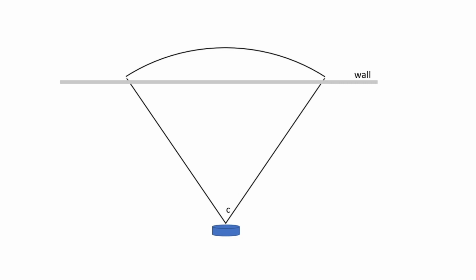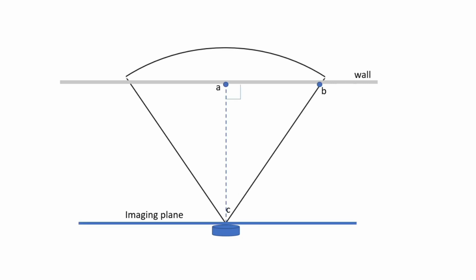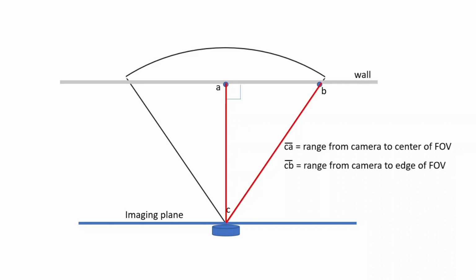It is important to understand the difference between range and depth. A few more pieces of information will be added to the diagram. The imaging plane is an imaginary plane located at the camera sensor perpendicular to the direction the camera is pointing. Points A and B are on the wall in the center and edge of the camera's field of view. The distance from C to A is the range to point A. The distance from C to B is the range to point B.